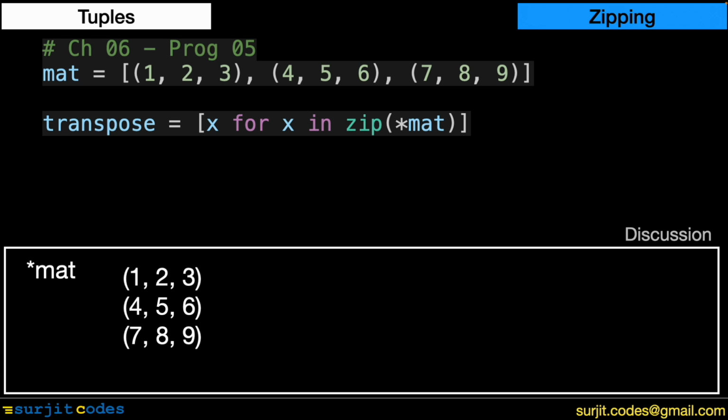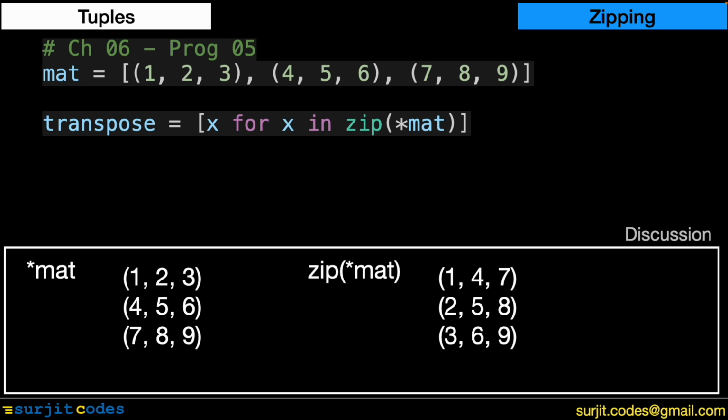Items at index 0 of the three tuples are 1, 4 and 7, and on zipping them we get the first tuple of the iterator. Next items of the three tuples give 2, 5 and 8. Their last items give the third tuple of the iterator. With this, the zipping process is complete.